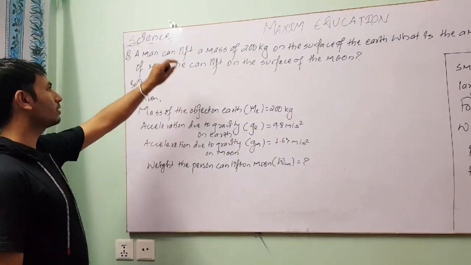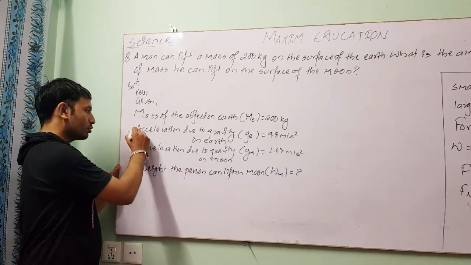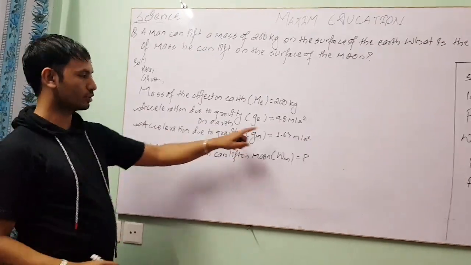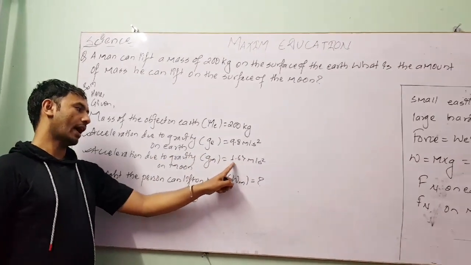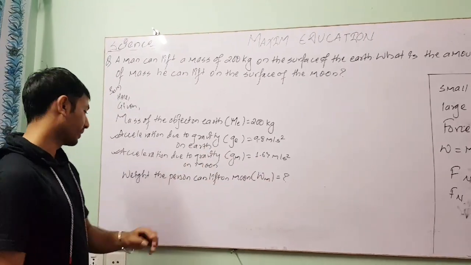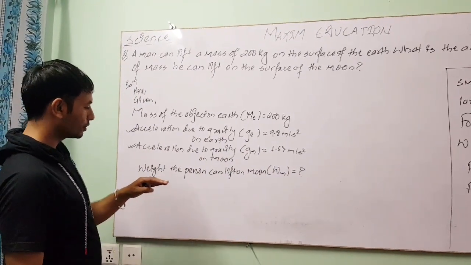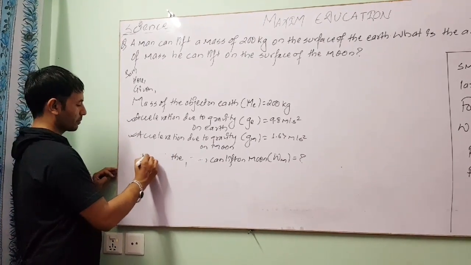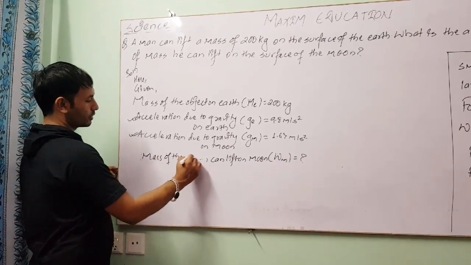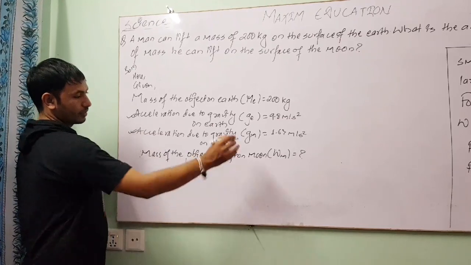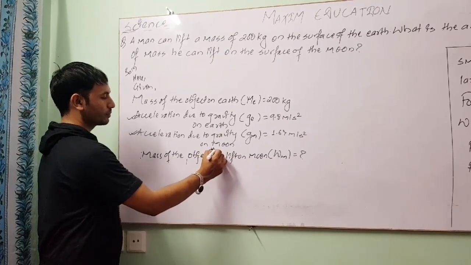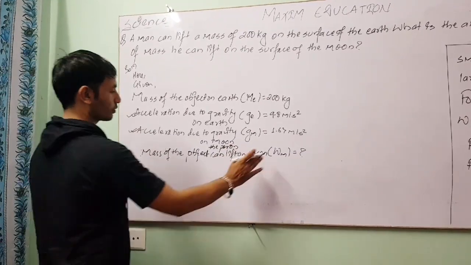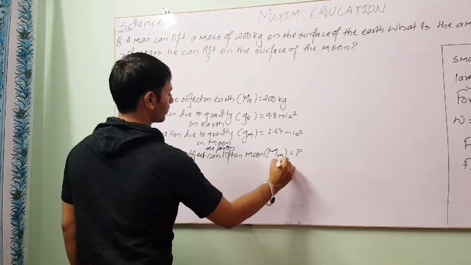Okay, here I have written the given things. Here, acceleration due to gravity on the surface of earth is to be provided, and on the surface of the moon is to be provided. On earth it is 9.8, and on the surface of the moon it is 1.67. We need to find out the mass of the object the person can lift on moon. We need to find it out. Mass on moon, mm. Okay.